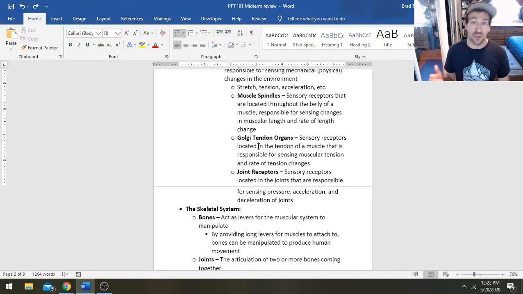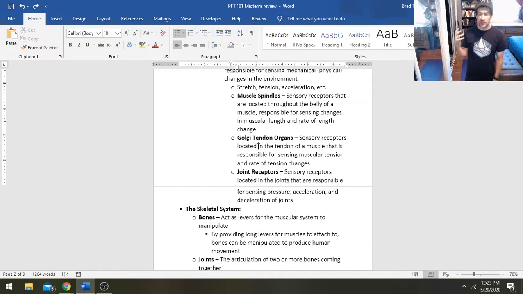Your Golgi tendon organs live in that tendon, right? And their job is to make sure that your tension never gets high enough to pull that muscle off of the bone, right? So those are your Golgi tendon organs. They're sensory receptors that sense tension and rate of tension changes.